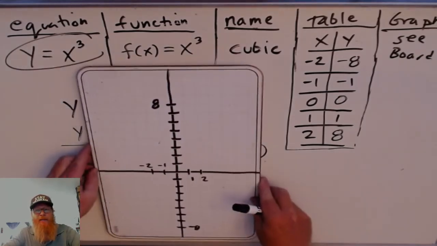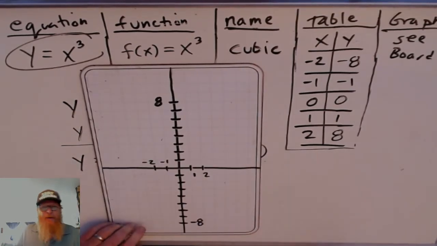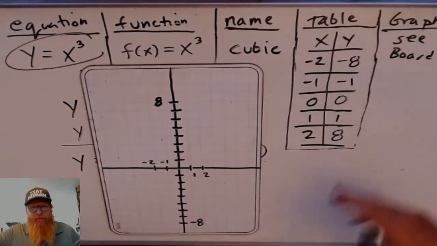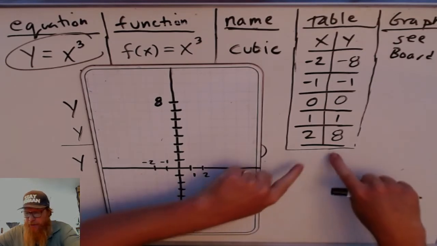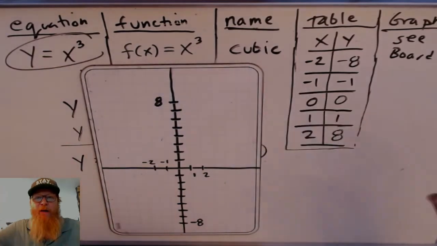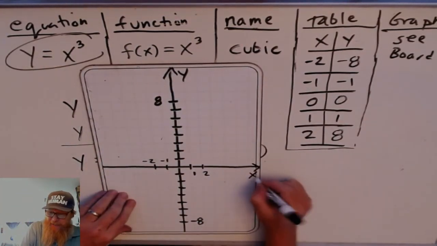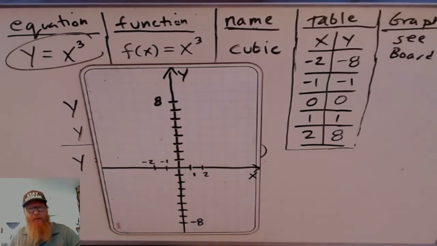For this one, I like to put the graphing board vertically because the y values get very big. If I were to do the next one, it would be 3 times 3 times 3, which would be 27, which would be off this board. So the y values are much higher than the x values, so I like to stretch it out like this.